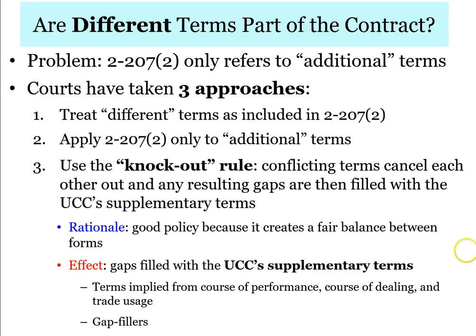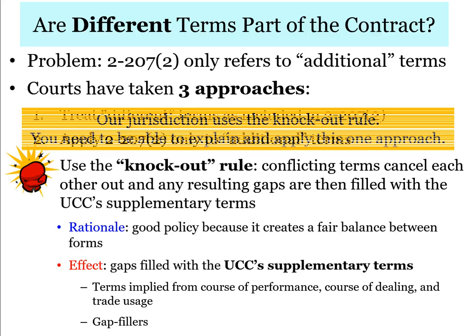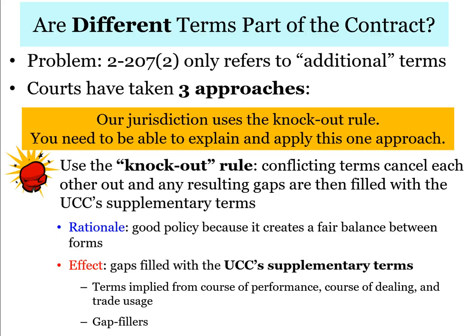Even though this approach is not supported by the language of the rule, the majority of courts have adopted it. Why? Because it is most consistent with the UCC's purpose. It levels the playing field by not allowing either form to take precedence. For this class, you may assume that our jurisdiction follows the knockout rule. This knockout rule is the rule you need to know for the exam.